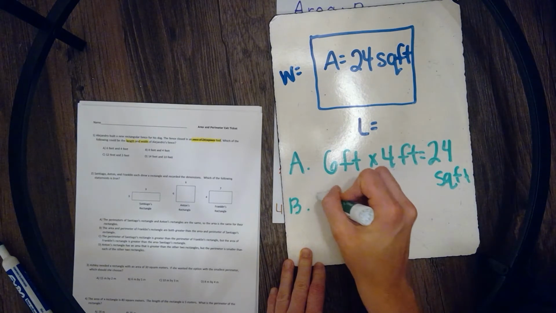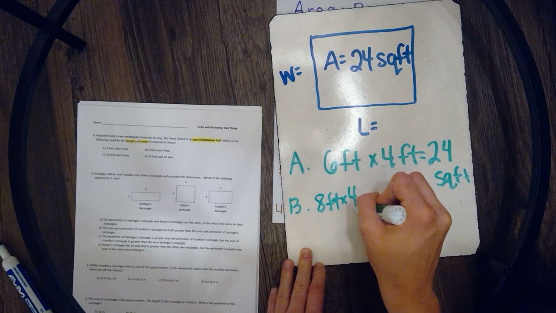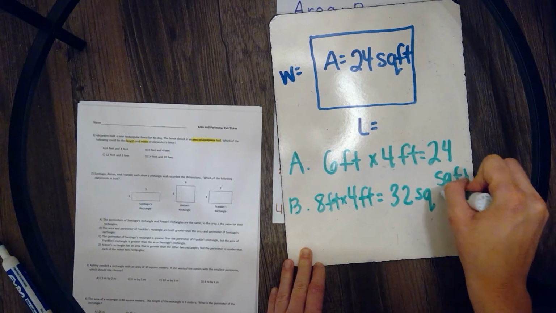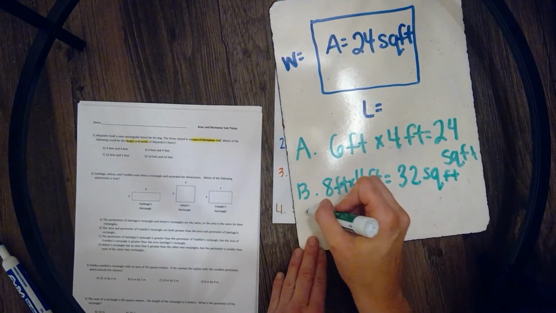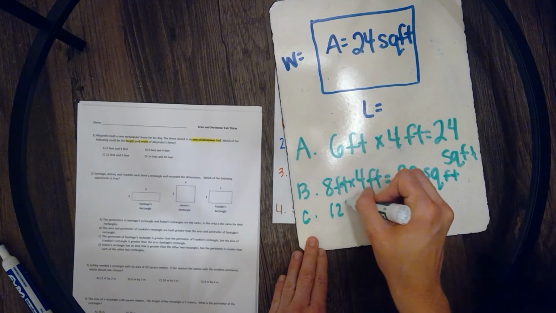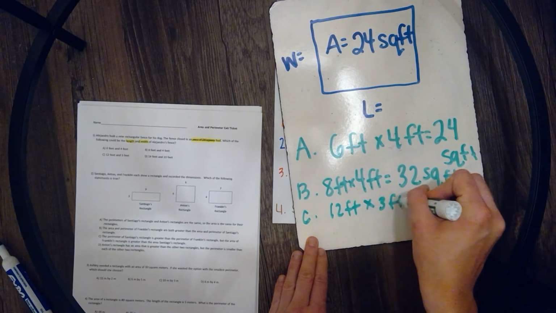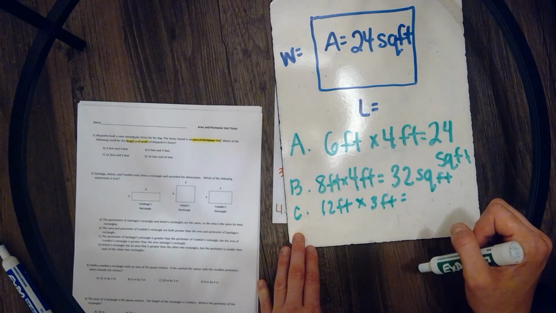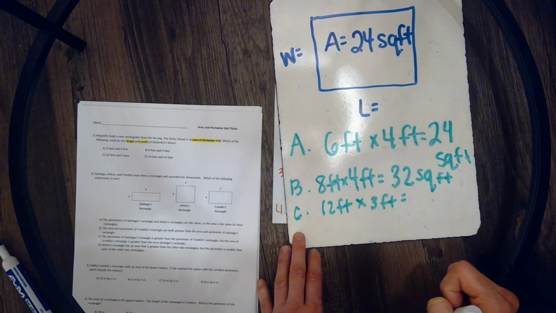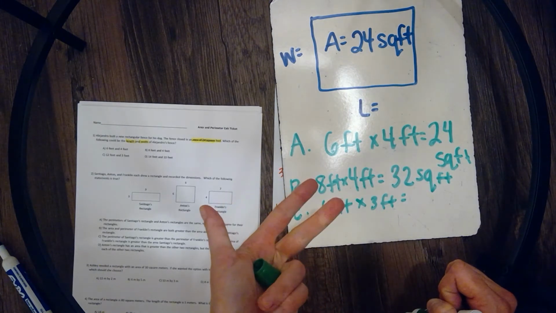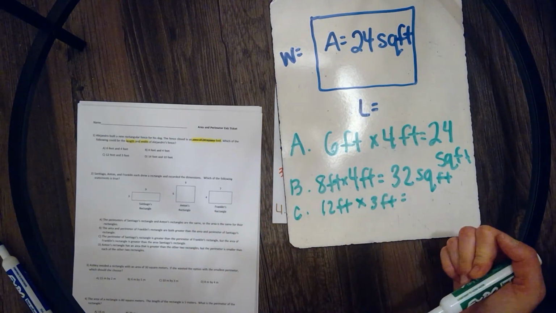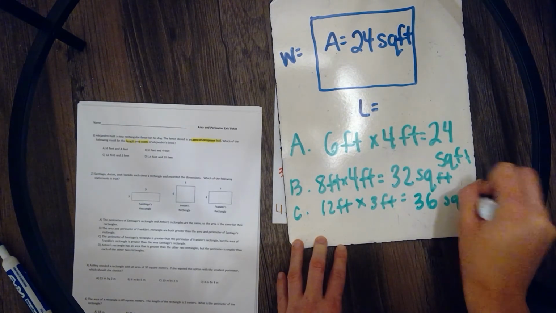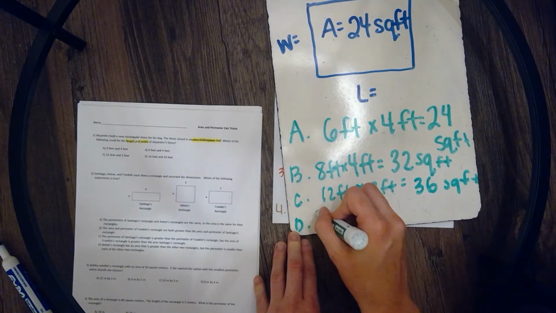B, 8 feet times 4 feet. That would be 32 square feet. That's not what we're looking for. C, 12 feet times 3 feet. 12 times 3. I know 12 times 2 is 24, and then I'm going to count on 12. That's just a strategy you can use if you cannot remember 12 times 3. 24, 25, 26, 27, 28, 29, 30, 31, 32, 33, 34, 35, 36. 36 square feet.